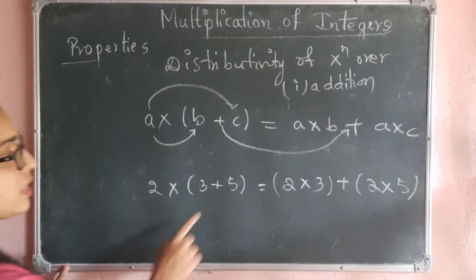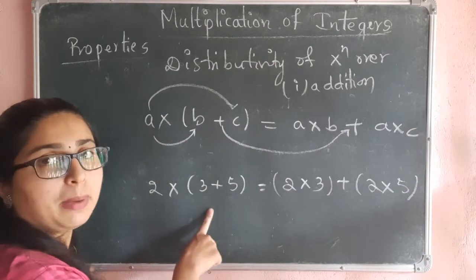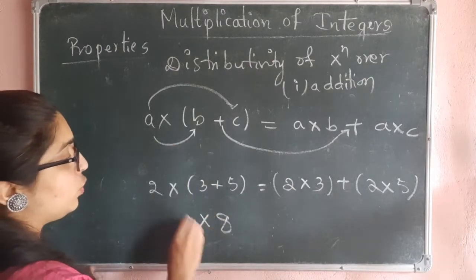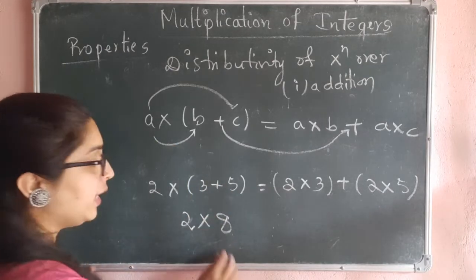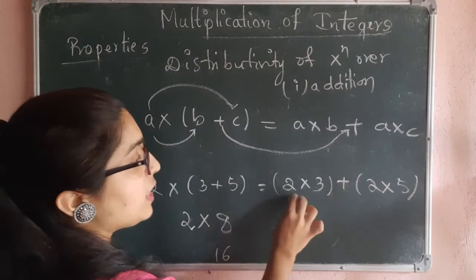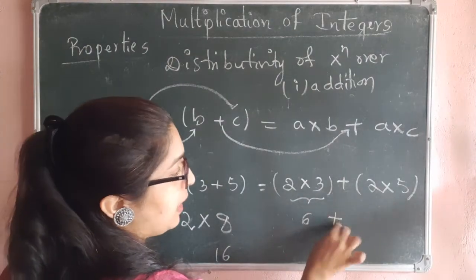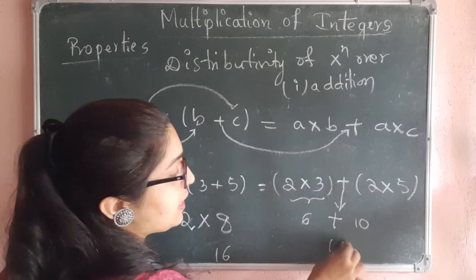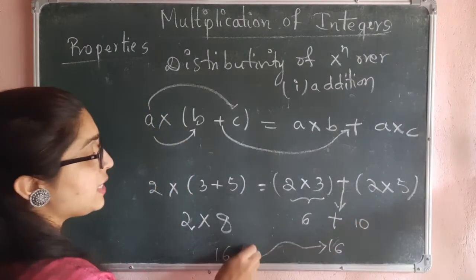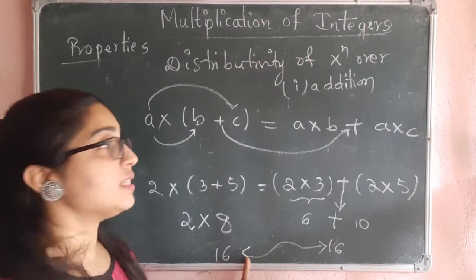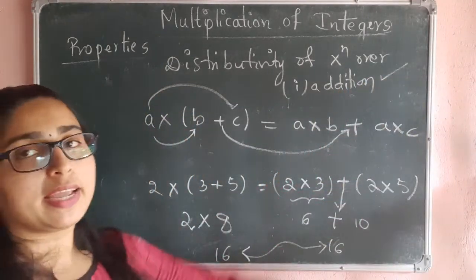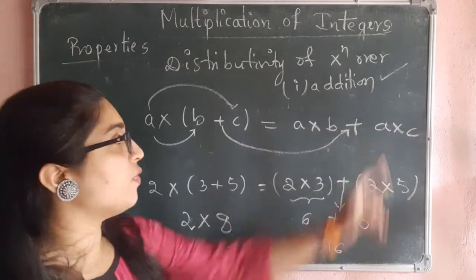So let us prove this. First, whatever is inside the bracket should be solved. So 3 plus 5 is 8, and 2 into 8 is 16. Here, 2 into 3 is 6, and 2 into 5 is 10. 10 plus 6 is 16. So LHS is equal to RHS. Distributivity of multiplication over addition is satisfied.